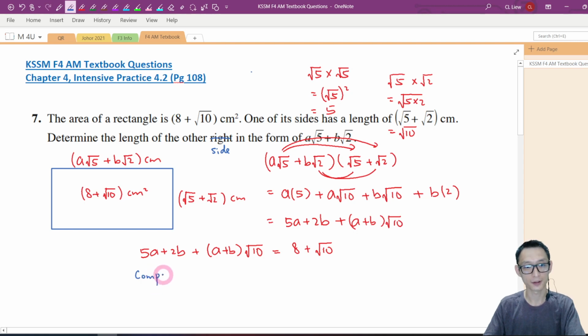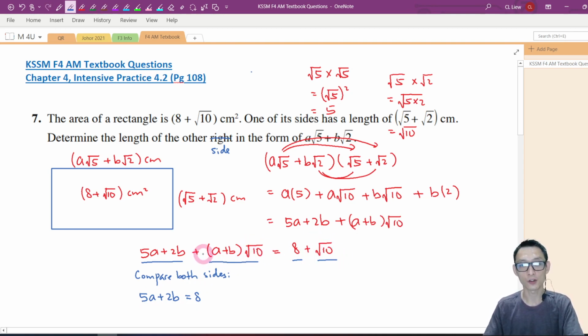Compare both sides. We know that 5a plus 2b is actually equal to 8. 5a plus 2b is equal to 8. And this part compared with this part. So you have square root of 10 here, you have square root of 10 here. So a plus b is equal to, if you don't see anything here, it means 1, right? Okay, a plus b is equal to 1. So this is the first equation.